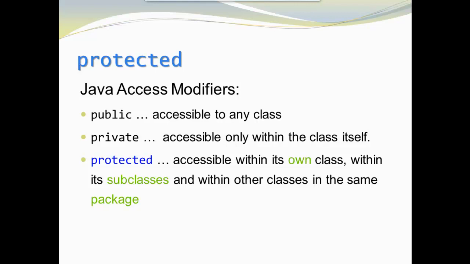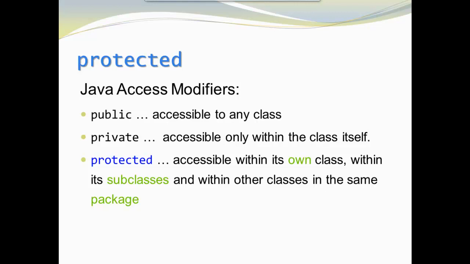At this point I want to talk a bit about the protected access modifier. Java has a number of different access modifiers. Public is the most accessible one. It allows anybody from any class to access your public members. Private is the total opposite. Private is the most restrictive access modifier. Only the class itself can access private members.